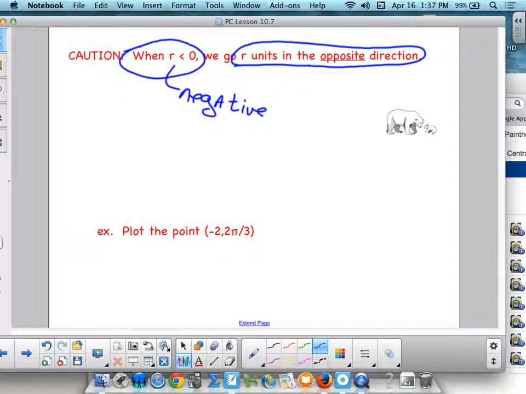I like the polar bears on there. You like the polar bears? Just gives you that cold feeling. We should be doing this lesson in December, shouldn't we?